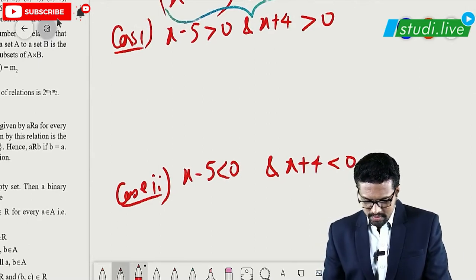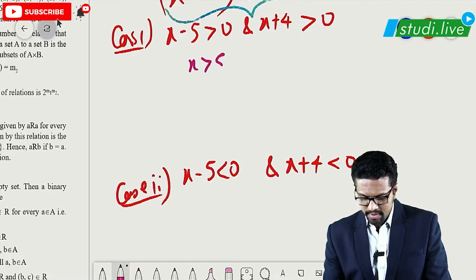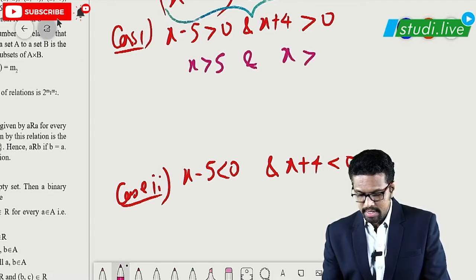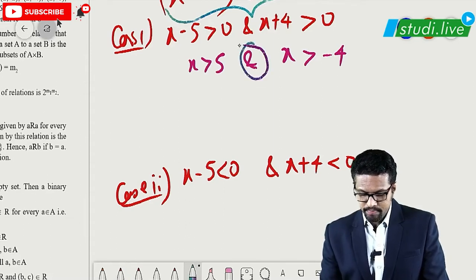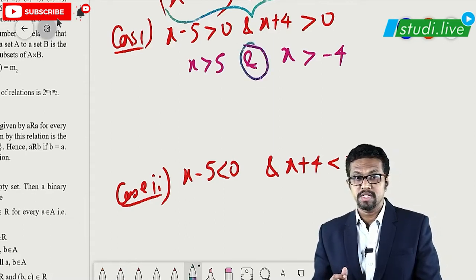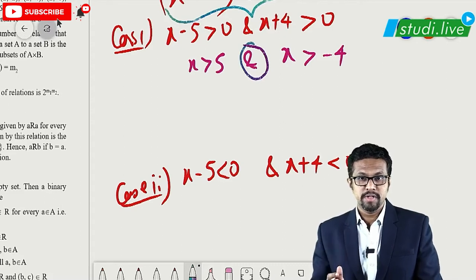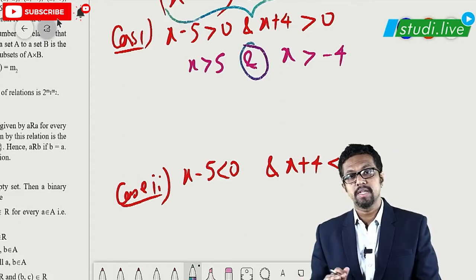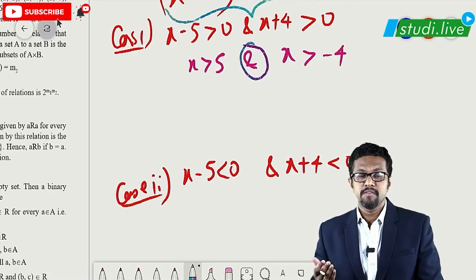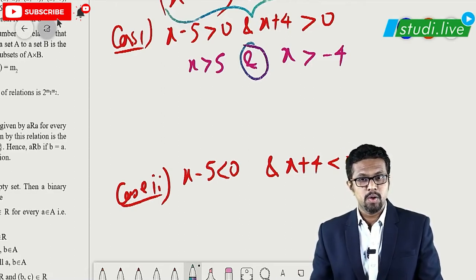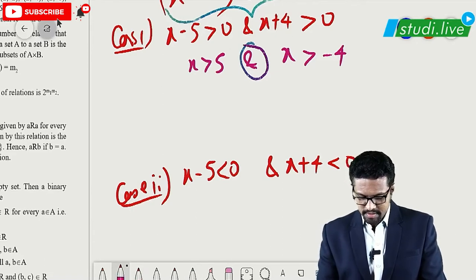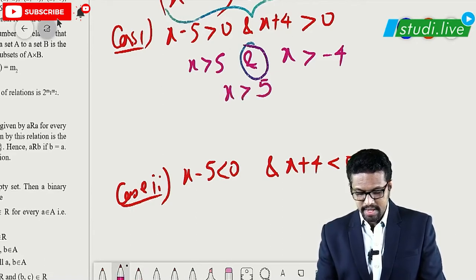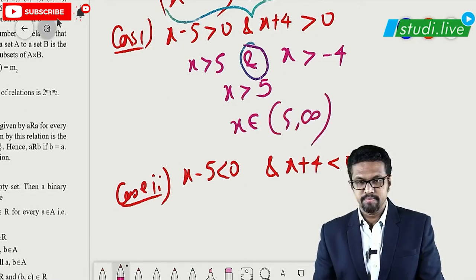So if I solve this further, I will get x is greater than 5 and x is greater than minus 4. I am emphasizing that there is an 'and' over here. So the values of x should satisfy both the conditions. The value of x should be greater than 5 and it should be greater than minus 4. If I select a value which is greater than 5, obviously the value will be greater than minus 4 as well. So it is enough if I select x is greater than 5. That means it is going from 5 to infinity.